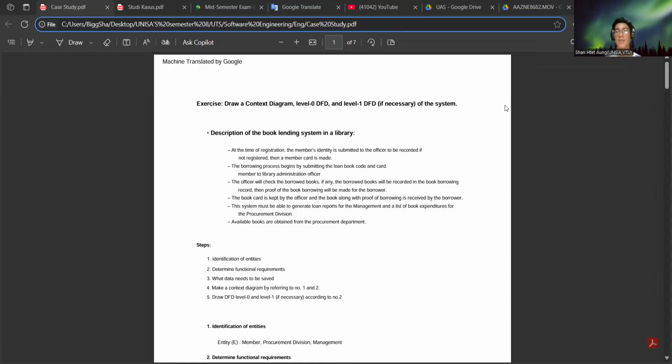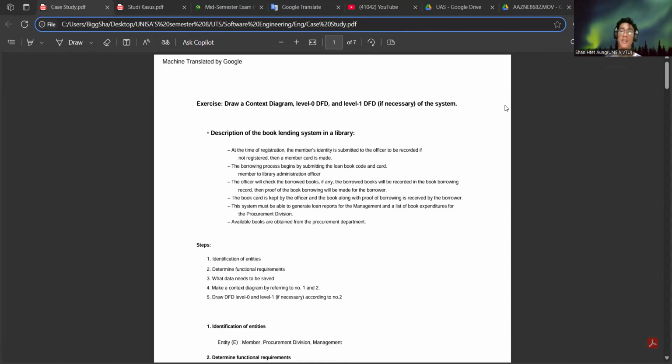First of all, I would like to share the screenshot. So as you can see, in the case study, the exercise is to draw a context diagram and also data flow diagram, level 0 and level 1. So what is the system description? The system is the borrowing system in the library.